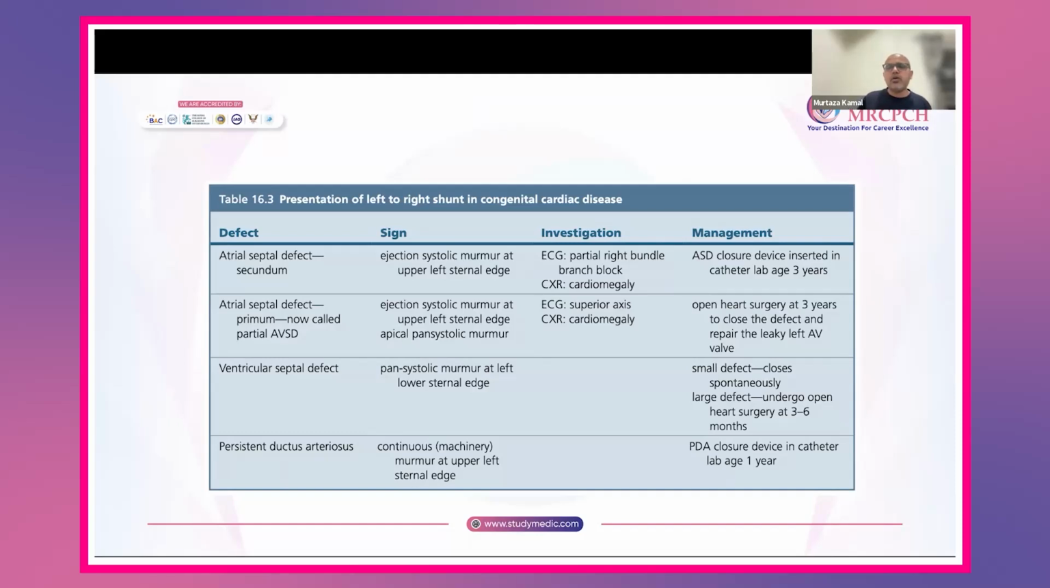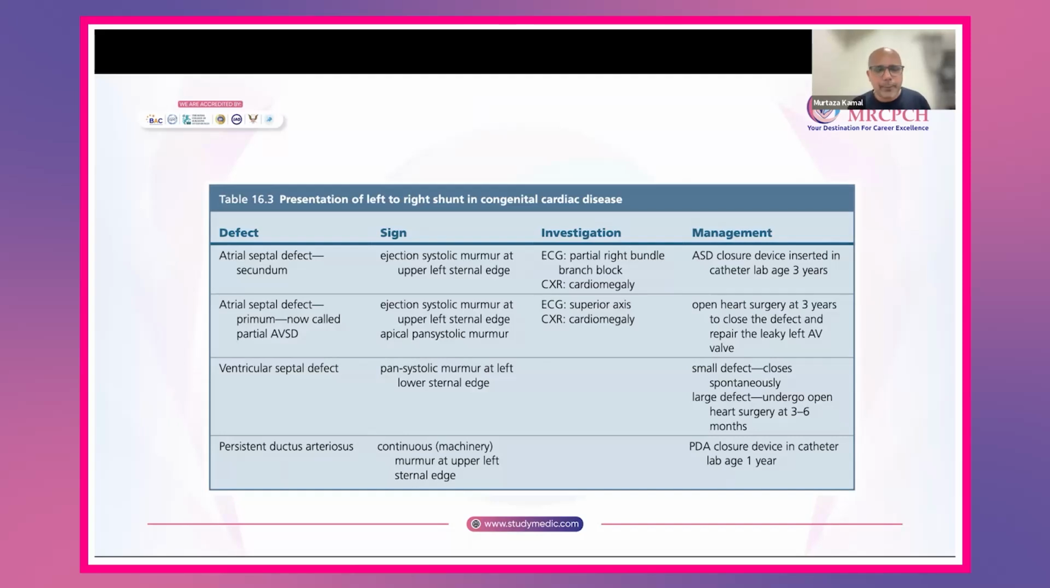And normally, how do we manage the small VSDs? They will close spontaneously. Whereas if the defect is large, you will do surgical closure of these defects when the child is around 3 months to 6 months of age. And if it is moderate in size, we can do device closure of this child in the cath lab.